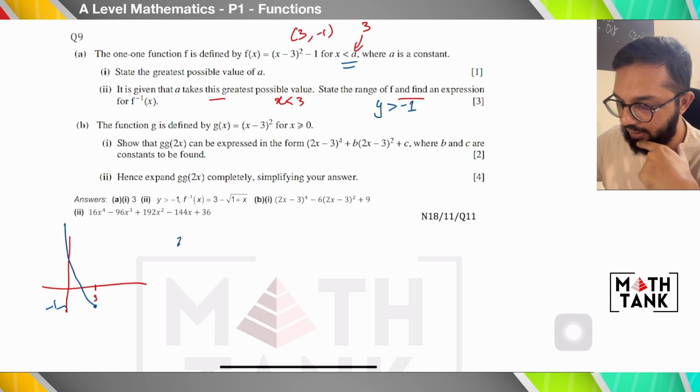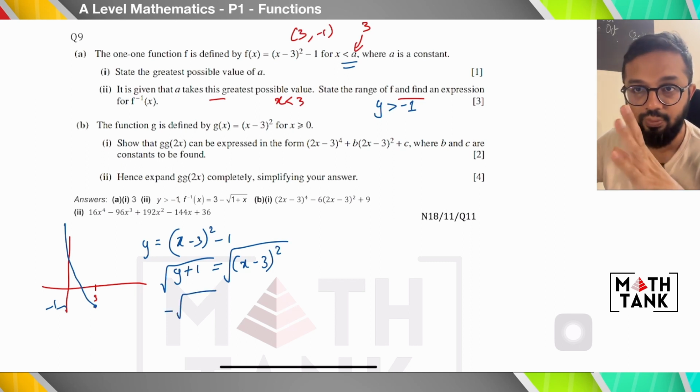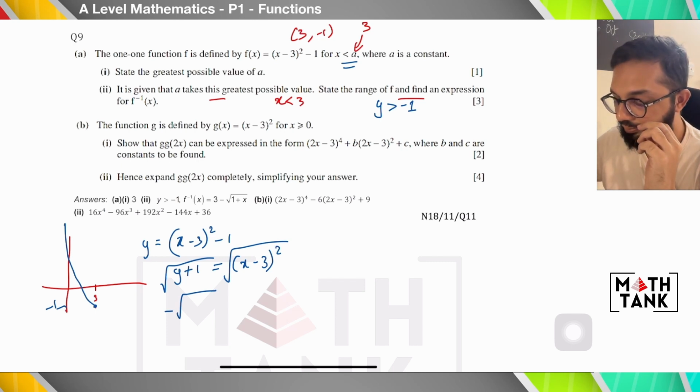How do I find the inverse? I start with the completed square form, equate it to y, and make x the subject. When I take a root, I have to be careful about which sign I put outside the root. I'm going to put a negative sign because the graph is to the left of the turning point in this case. So I get y plus 1 equals x minus 3. So 3 minus root of x plus 1 equals f inverse of x.